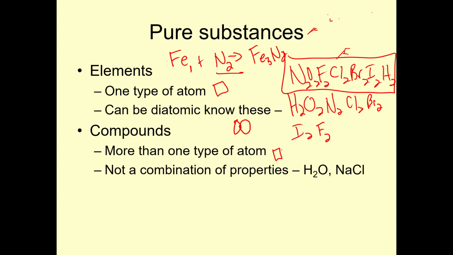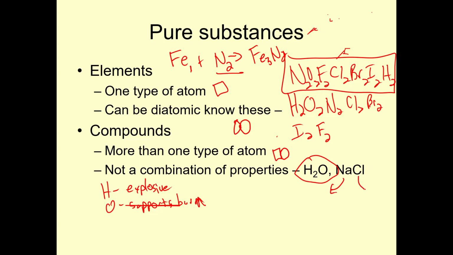Compounds are more than one type of atom, so an example there would be a circle and a square touching, which represents a bond. And they are not a combination of properties. Hydrogen, for example, is kind of explosive. Oxygen supports burning, it takes oxygen to burn. But water puts out a fire, right? Sodium, if you put it in your mouth, will light on fire and produce hydrogen and all those bad things. Chlorine, if you breathe it, will react with your lungs and kill you. But if you eat salt, it's necessary for a healthy diet, but not too much.